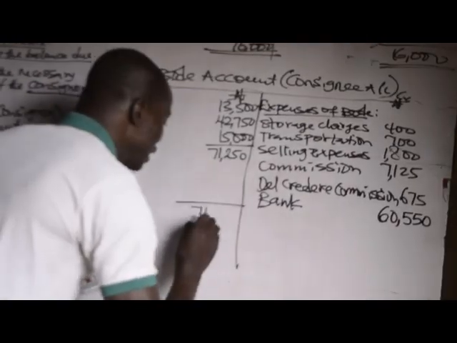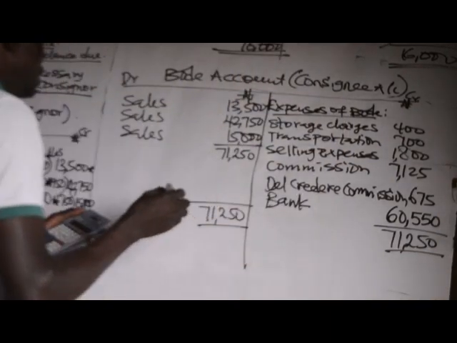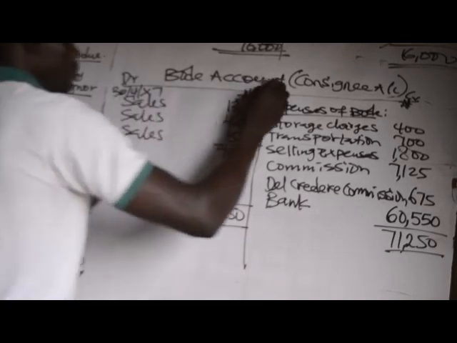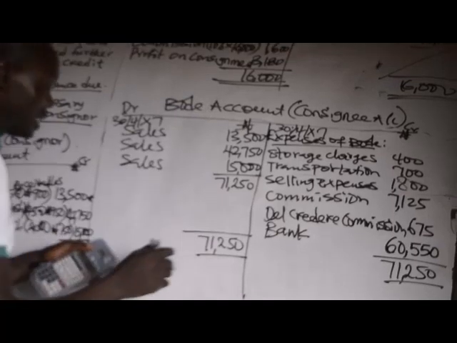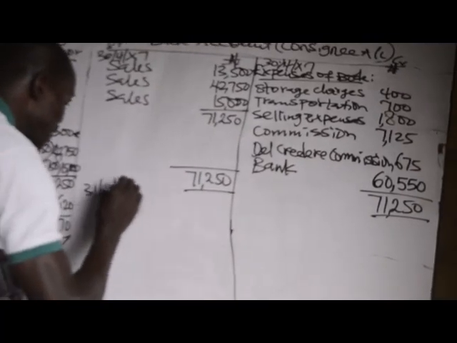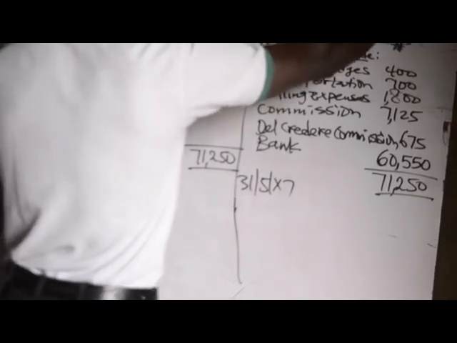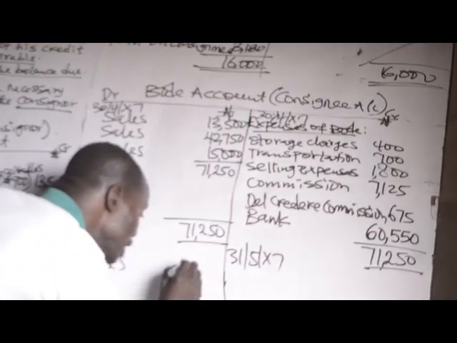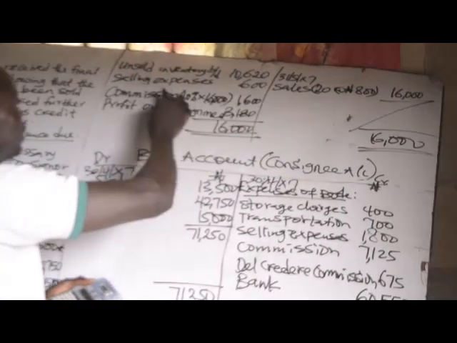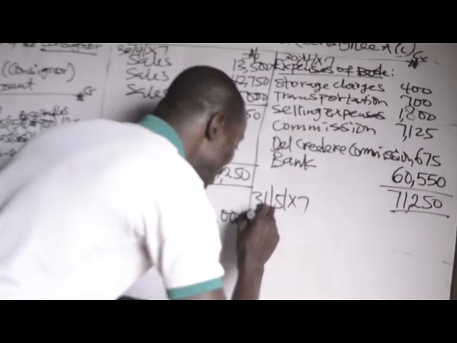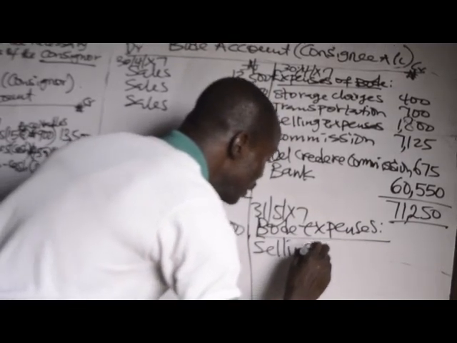So what is the total? 71,250. That is for the initial account sales, which was sent as of 30th of April 2087. And the final account sales was sent as of 31st of May 2087. So we also have sales, the final sales that was made, that amounted to 16,000. What are the expenses? Further expenses incurred by the agent. We have selling expenses, 600, commission, 1,600. Agent expenses, that is Bode's expenses, which include selling expenses of 600.